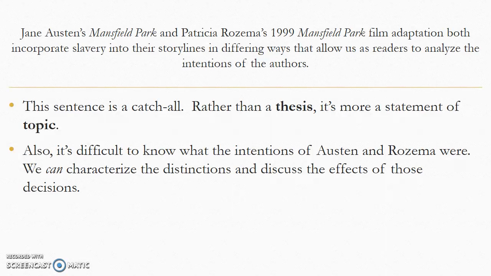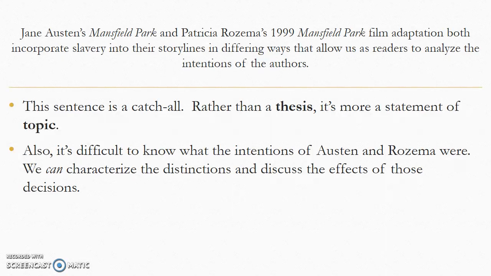We know that in this paper, the issue of slavery and how it's addressed in both versions will be explored, but still, like I said, that's a topic. I would also like to put down a caveat that it's really difficult to know what the intentions of Austen and Rozema were. So rather than trying to write papers that make claims that you can't really support, I would encourage you to characterize the distinctions between the two representations and to discuss the effects of those decisions on audience or on the story that they're telling. So let's avoid the authorial intent pitfall.